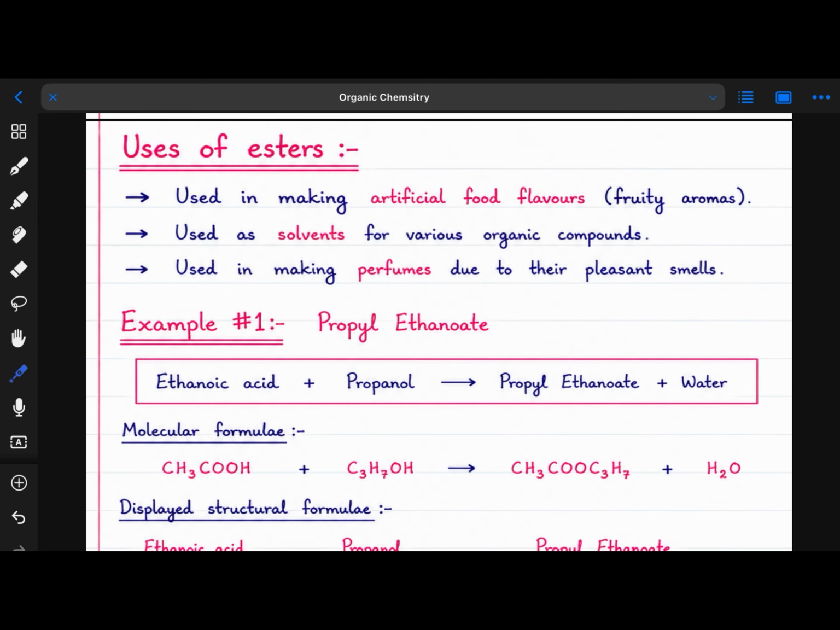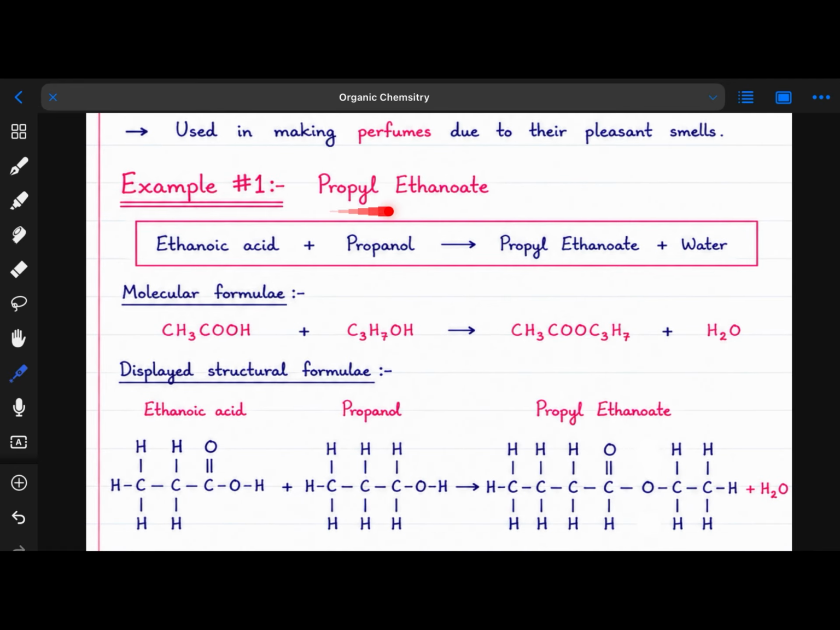Alright, so now let's talk about the uses of esters. Esters are used in making artificial food flavors, and they're also used as solvents for various organic compounds. And due to their pleasant smells, they're also used in making perfumes. Now let's talk about example number 1, which is of propyl ethanoate.